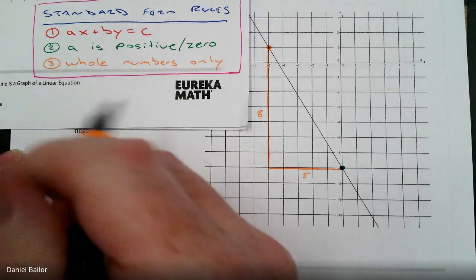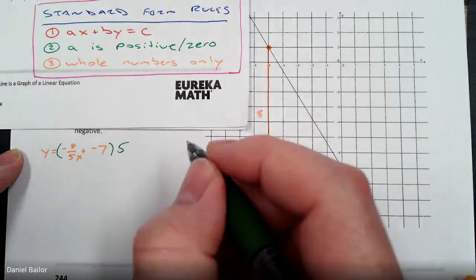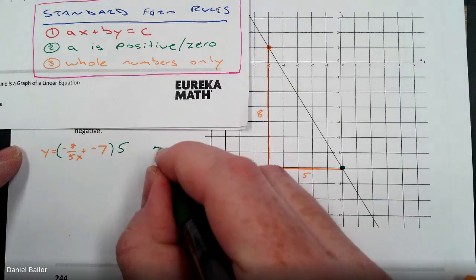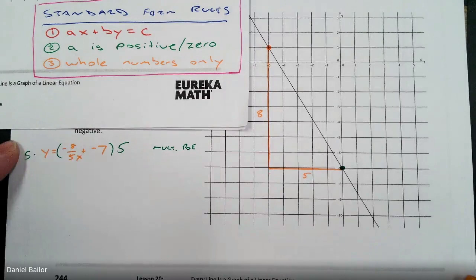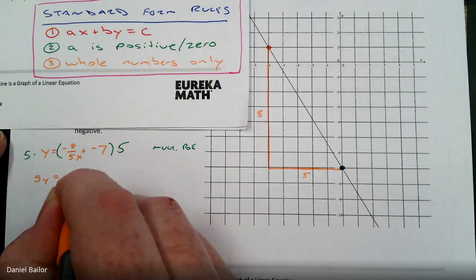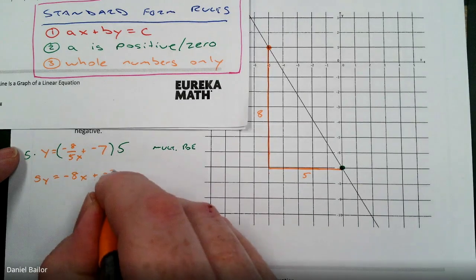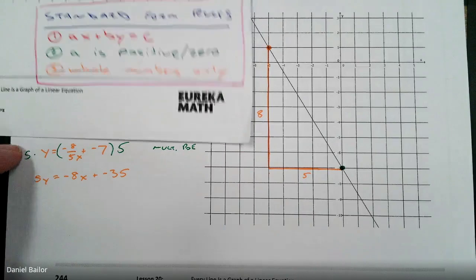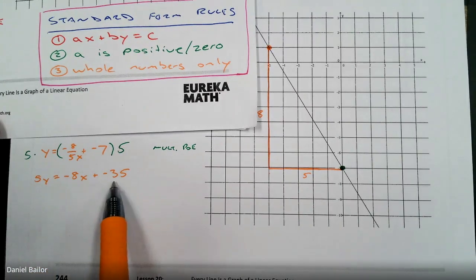Negative 8 fifths x plus negative 7. Forgot the x. I'm going to multiply by 5. And the multiplication property of equality tells me I need to multiply by 5 on that side also. Multiplying by 5, I get 5y equals negative 8x because the 5 and the 5 cancel. Negative 7 times 5 is negative 35. There we go. So I get 5y equals negative 8x plus negative 35.